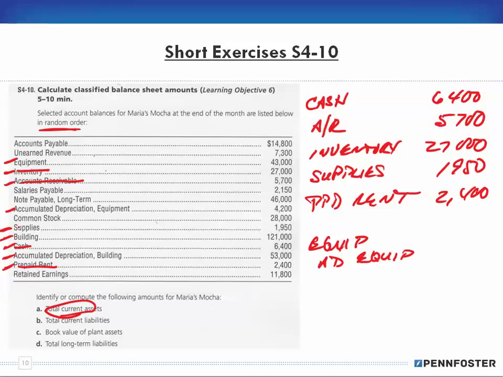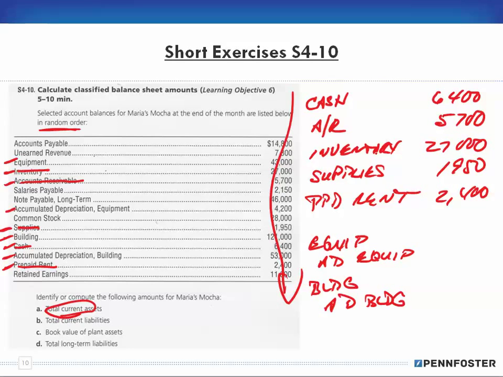Let's see, we had supplies. And then long-term, we have building and accumulated depreciation for the building. Right, so this is the way we would normally list our accounts in the order of liquidity, meaning it's relatively easy for us to convert accounts receivable into cash. We can just call up and ask them to send us the money, or we wait 30 days.